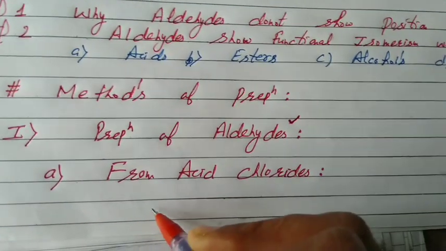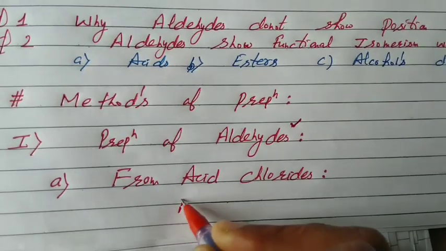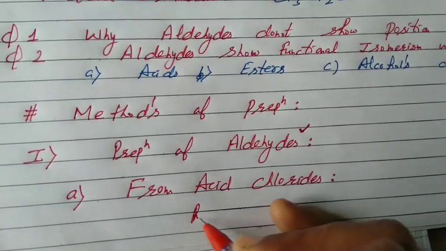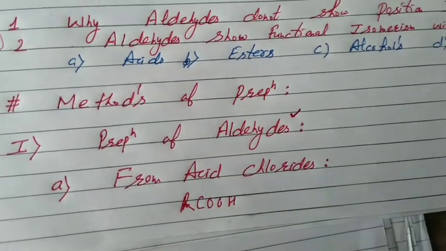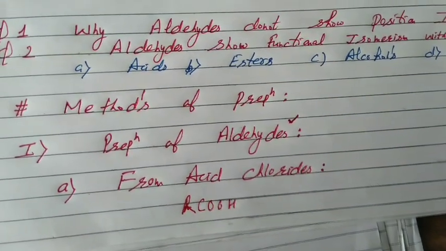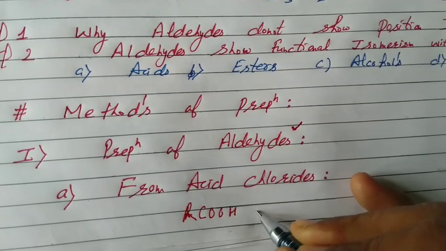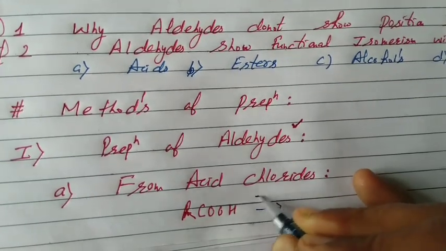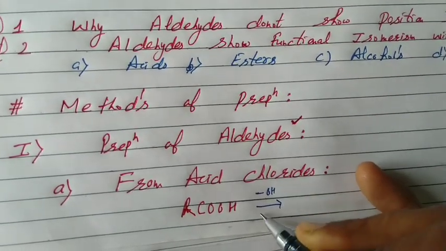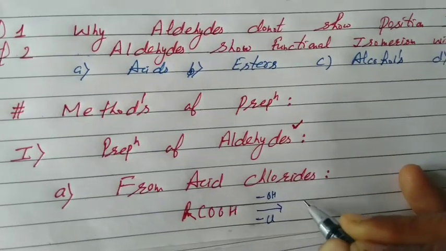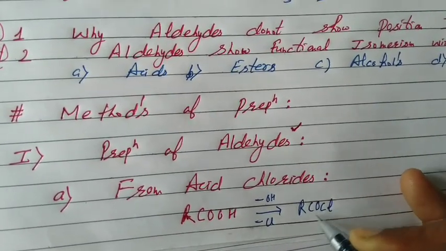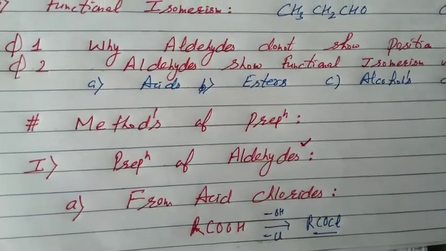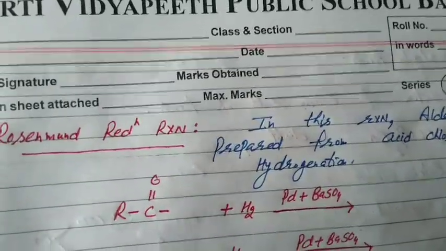All of you know acid. That is RCOOH. Acid chloride, that is the family of acid obtained by replacing OH with a halogen atom. What is the formula we get? RCOCl. We call it acid chloride. Preparation from acid chloride is a naming reaction, we call it Rosenmund's reduction reaction.